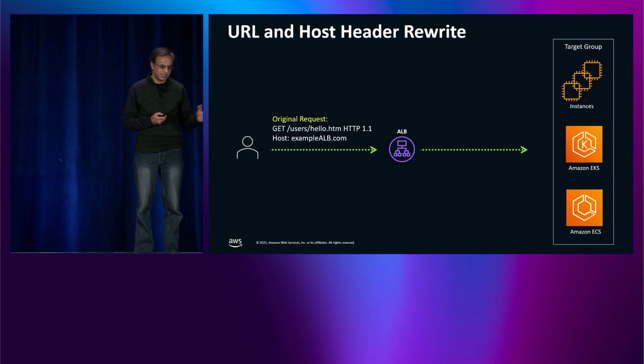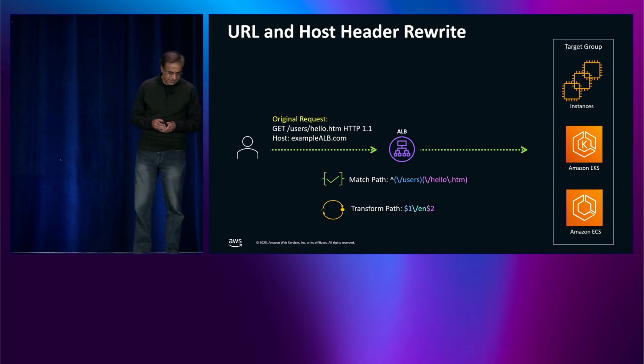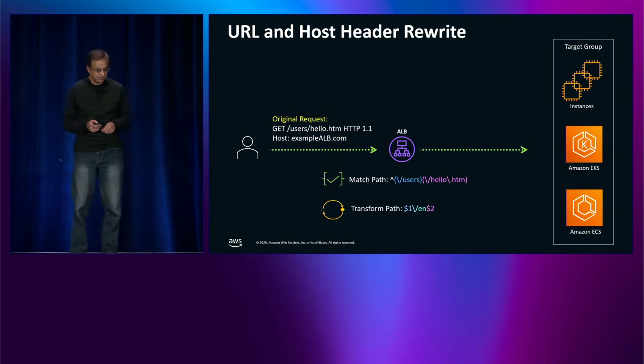Imagine there's an original request, a GET request that's coming in. It's user/hello.htm, and then there's a host header that comes with it, for example, alb.com. You can specify a rule that says match the path, and you're specifying it. I wish I could do annotations here. You say look for strings called user and hello.htm. And on that, transform that by adding $1, which essentially refers to the user, and $2 refers to the purple part, the hello.htm. But in between, insert en.